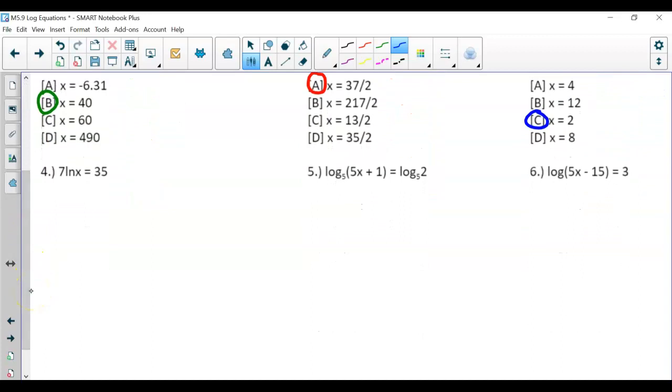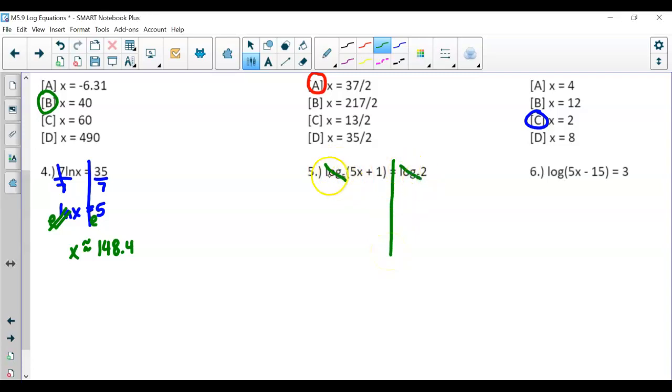So then here, your natural log is not by itself. So you had to first divide by 7 because it was being multiplied. Natural log of x is equal to 5. So now the inverse of ln is e. They cancel out. You get x is approximately e to the 5th power, which is about 148.4.